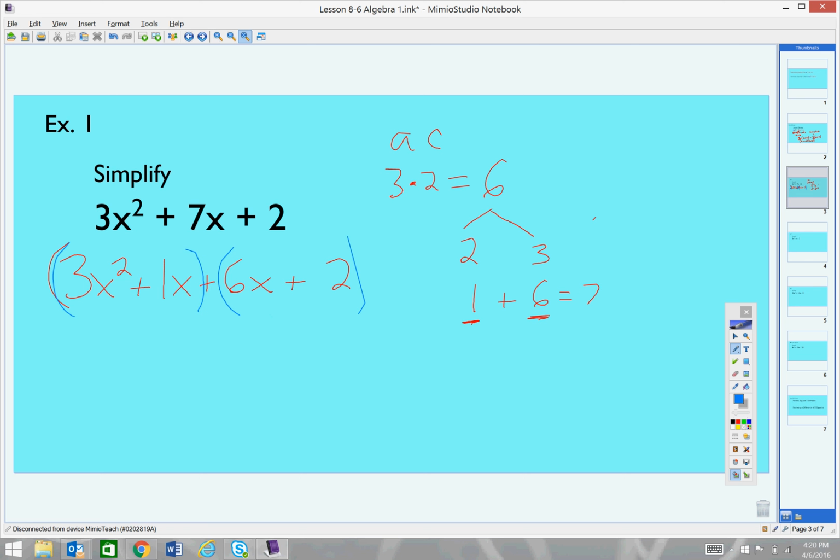So look at that first part, 3x squared plus 1x. What is my common factor here? X. Good job, right? I can pull out an x. What am I left with? X times what is 3x squared?